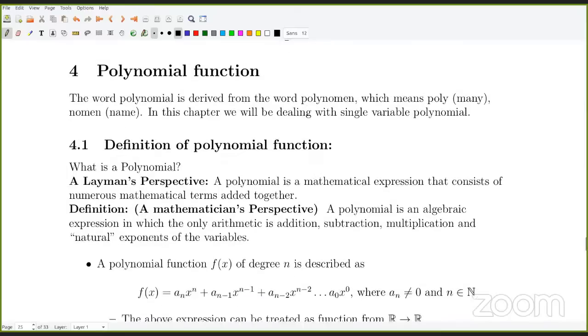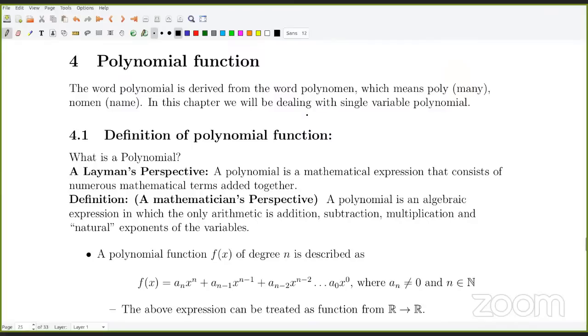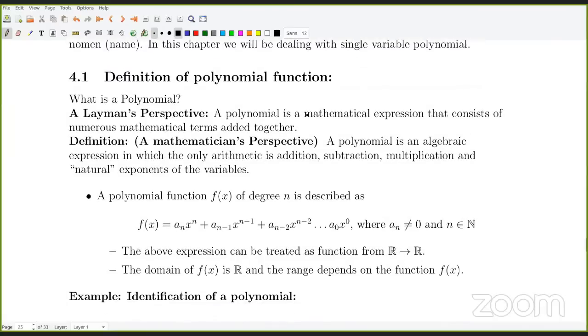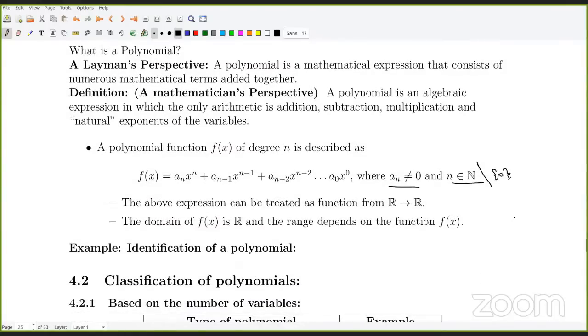Right now we have seen the quadratic function, which has degree 2. If the degree is more than 2, those are called polynomials. Even the quadratic function is also a polynomial, but we call it a quadratic function. So a polynomial is of the form a_n x power n plus a_(n minus 1) x power n minus 1 and so on, where a_n is the coefficient of x power n, a_n is not equal to 0, and n belongs to the natural numbers excluding 0.